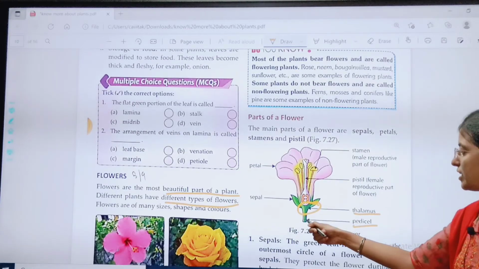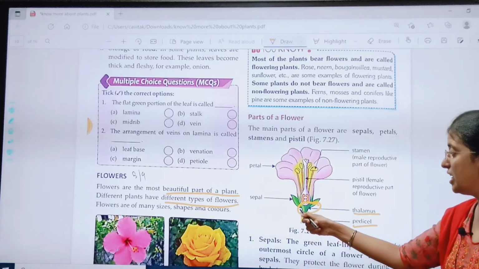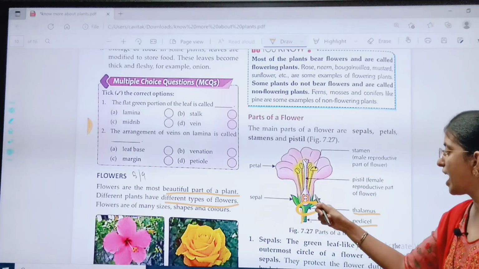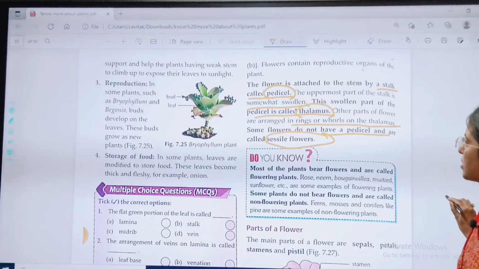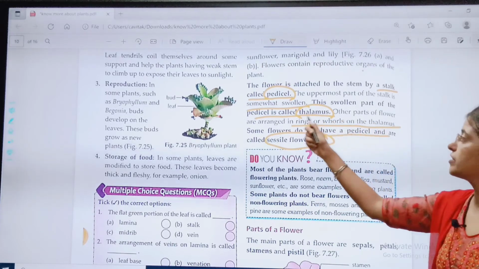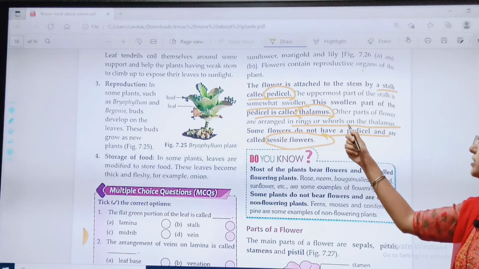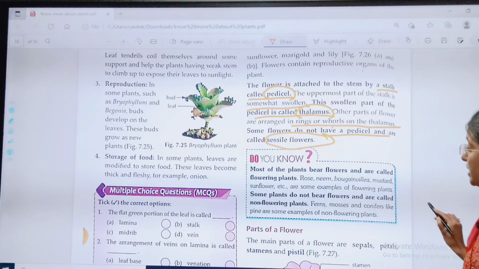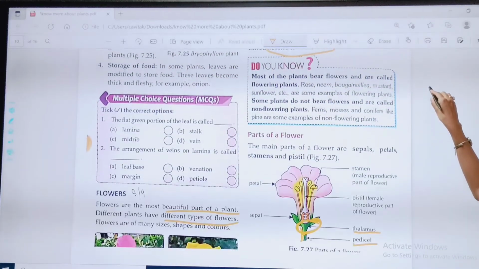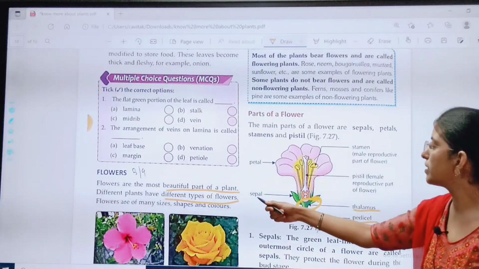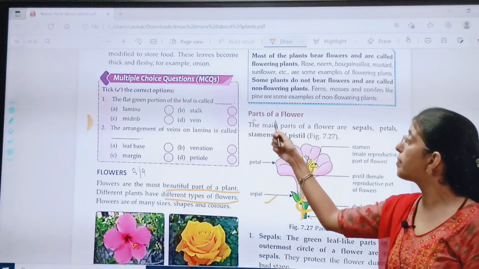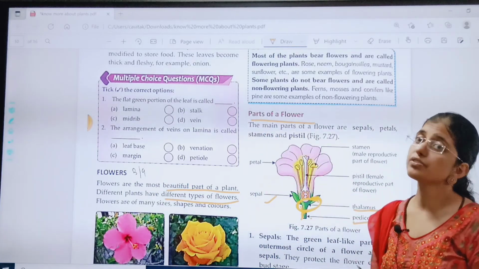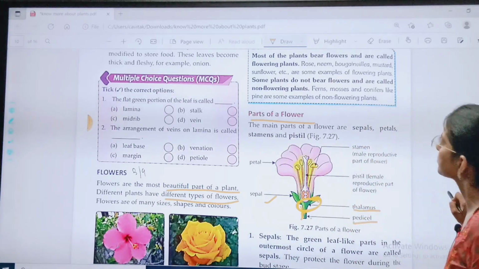Swollen, and this portion is called thalamus. Other parts of the plants are arranged in rings on the thalamus. These are the other parts. See, pistil, sepal, and so on. And this we are going to study in our topic parts of plant, which is our next topic.